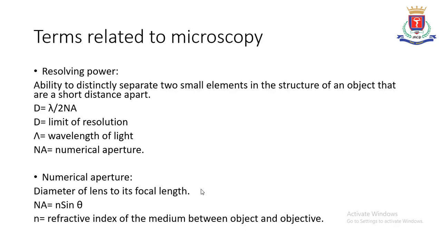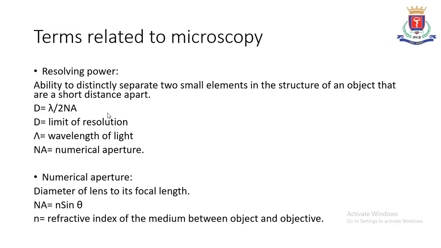Next is your resolving power. The ability to distinctly separate two small elements in the structure of an object that are a short distance apart is known as the resolving power. In layman's language, we usually call it resolution. And this value of resolving power is determined by a term called the limit of resolution, which is denoted by D. So D is equal to lambda upon 2NA, where lambda is the wavelength of the light which is used as an illumination source and NA is the numerical aperture.